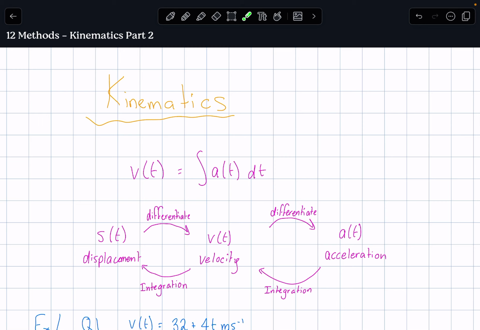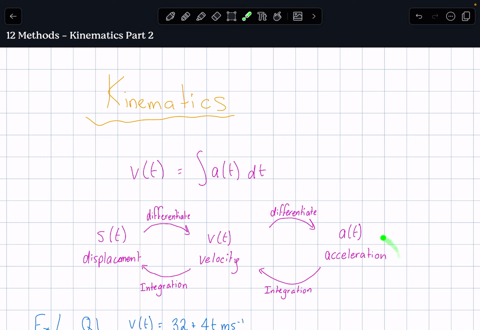It's only a small video today, just a little extra thing to add on from the last video, but I thought I'd split it up nicely just so it's not too overwhelming. So we saw that v of t equals the integral of a of t dt. All right, so we've sort of seen that, talked about it.